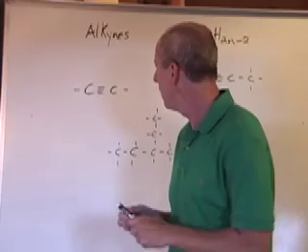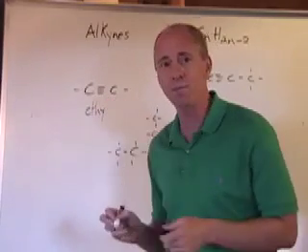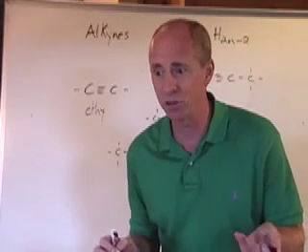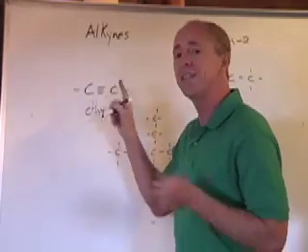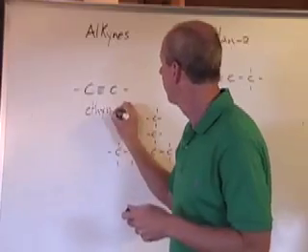So what's that going to be? Well, 2 is eth, of course. By the way, there can't be a methyne, because you can't have a double or triple bond going to nothing. So here is the first in the series of the alkynes, and it's ethyne.